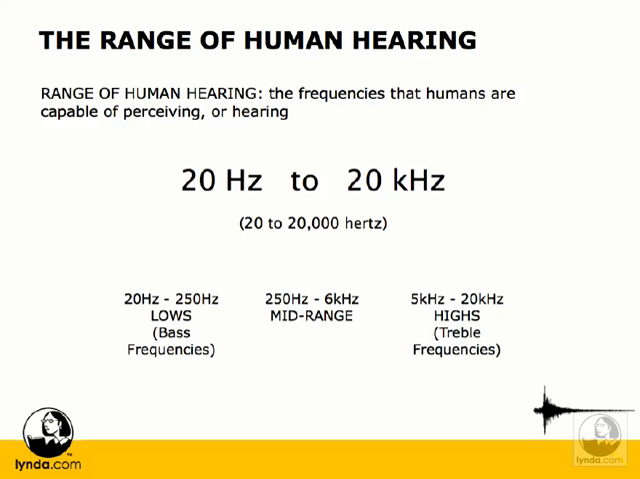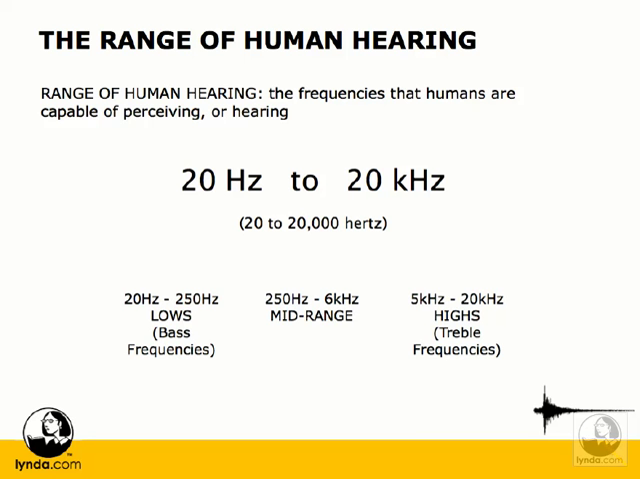Now let's look at what we call the range of human hearing. The human ear is capable of hearing frequencies that range from the very low-pitched 20 Hz to the very high-pitched 20 kHz, or 20 to 20K. Sounds that exist above this range are referred to as ultrasonic, and those that are below it are considered subsonic.